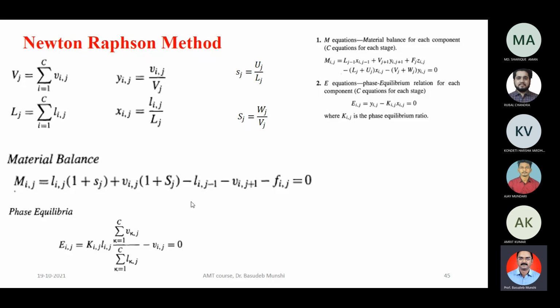But in the case of the Newton-Raphson method, we solve all the equations together. Simultaneously we solve all the equations and we get the solution in one step. But the formulation is a little tricky in the Newton-Raphson method as compared to the bubble point and sum rate methods.